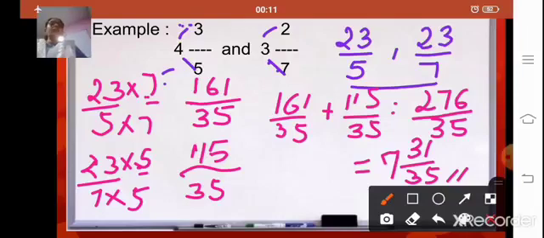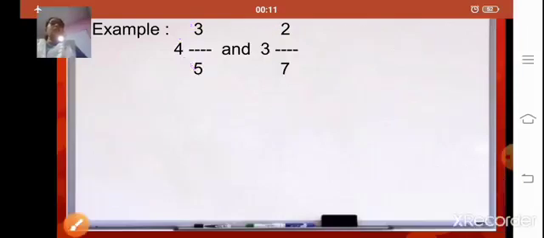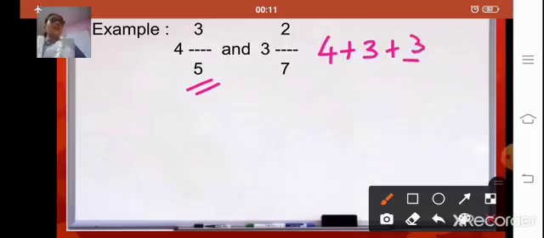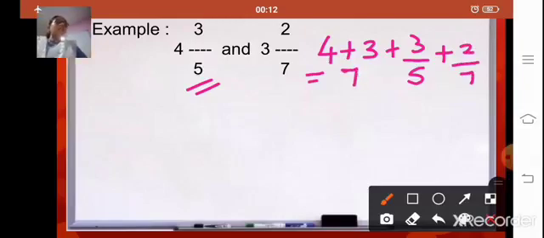Now the second method is an alternate method where you first add the whole numbers. Your whole numbers are 4 and 3. First you will add 4 plus 3, and then you will take the two fractions, 3 upon 5 and 2 upon 7, and add the fractions together. Now 4 plus 3 is equal to 7. This you will keep as it is.